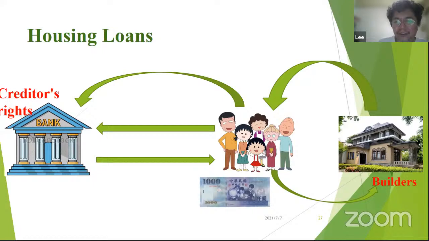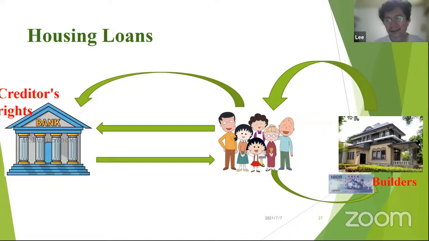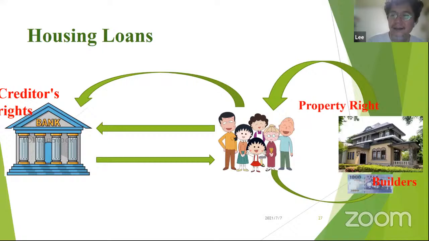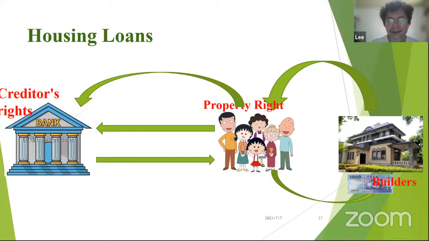It means in the future, maybe 20 or 30 years, because in Taiwan, when you make a housing loan, it's normally 20 or 30 years. So in the next 20 or 30 years, every month, you have to pay interest and some principal to the bank. The family paid the money to the builder and they got the property right. Every month the family has to pay the interest and the principal for 20 or 30 years.